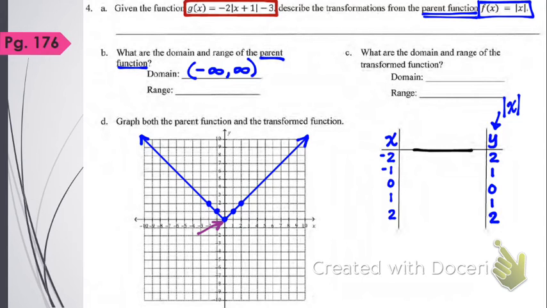Down here, this point right here, that is a minimum, right? So what is the lowest the parent function ever goes? 0 and then to positive infinity. All right, now let's go look at that transformation.